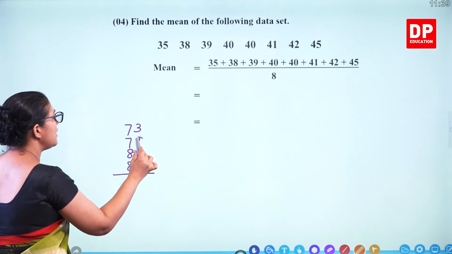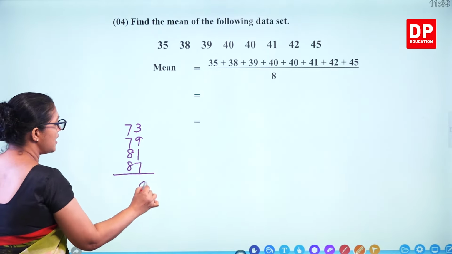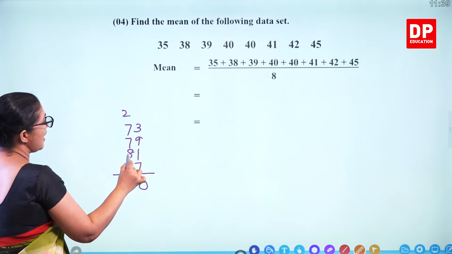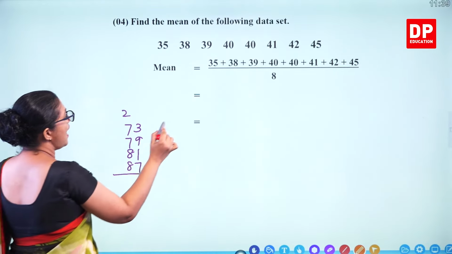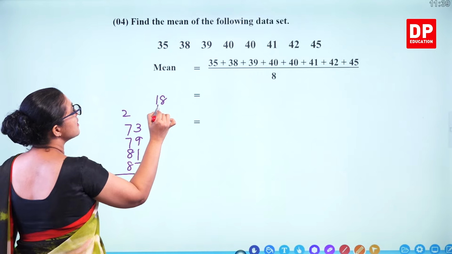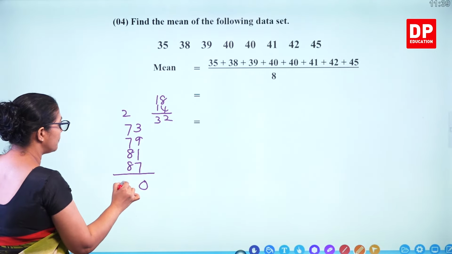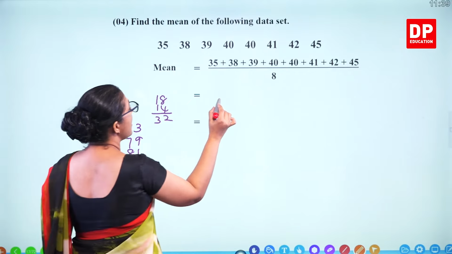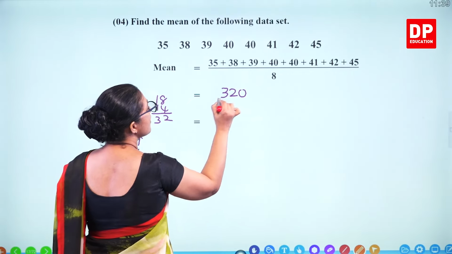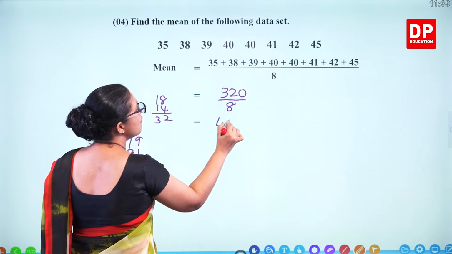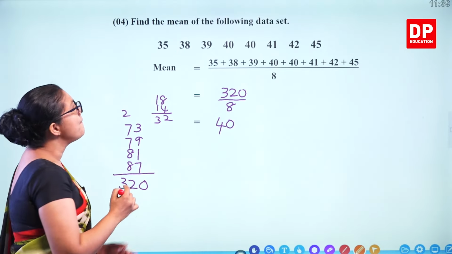Now take the total. 10, 20, 2 remaining. 10, 18 and 14. 32. So 320 divided by 8. That means 40 is the mean number.